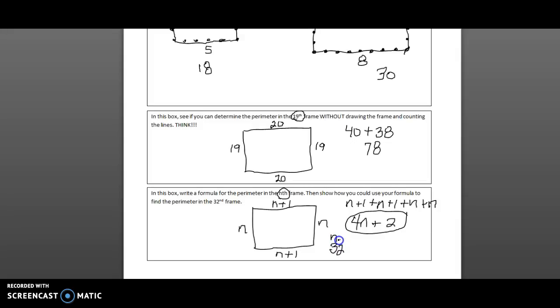Now I can use this nice, neat formula to get an answer for, hey, what's the perimeter when n is 32, or when I'm doing my 32nd frame. So all I need to do is take my 32, plug it into my formula. So I have 4 times 32 plus 2. So 4 times 32, that's 128, plus 2, looks like 130.